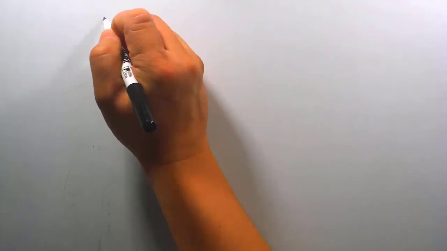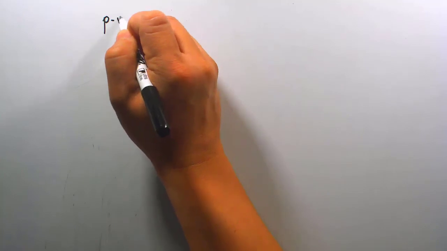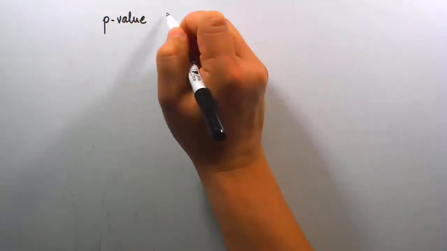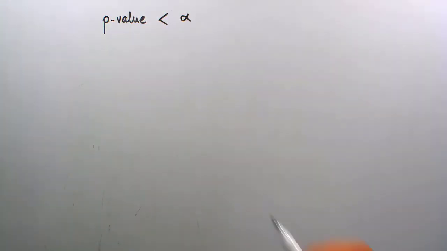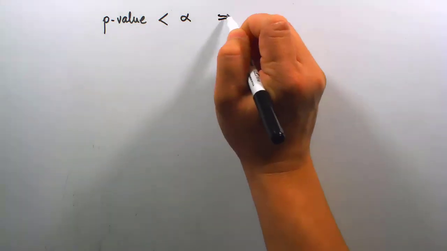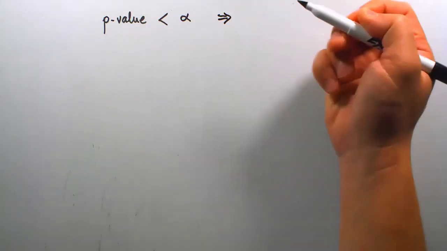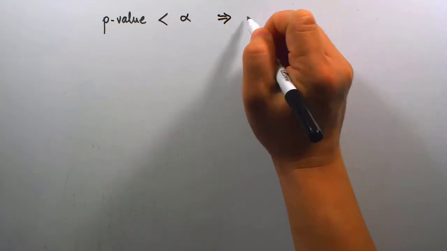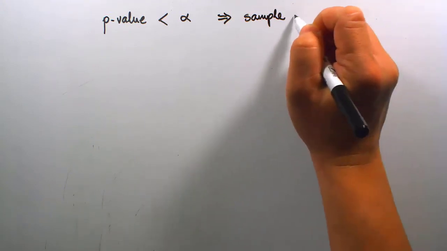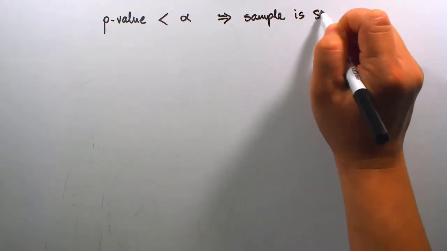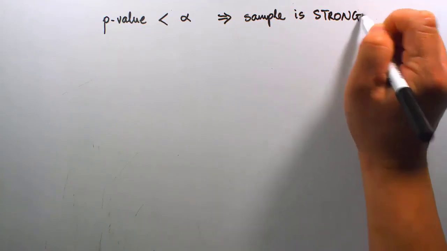And so at this point, after seeing 3 examples, it's good to make some generalization here. So first, anytime our p-value falls below the significance level alpha, then this leads to our final conclusion about our sample as being strong evidence. Our sample is strong evidence.